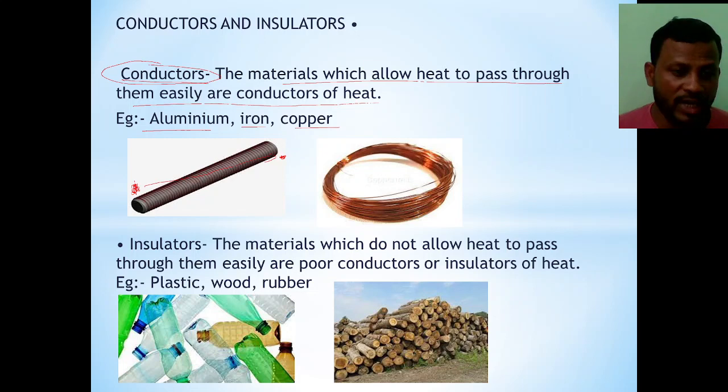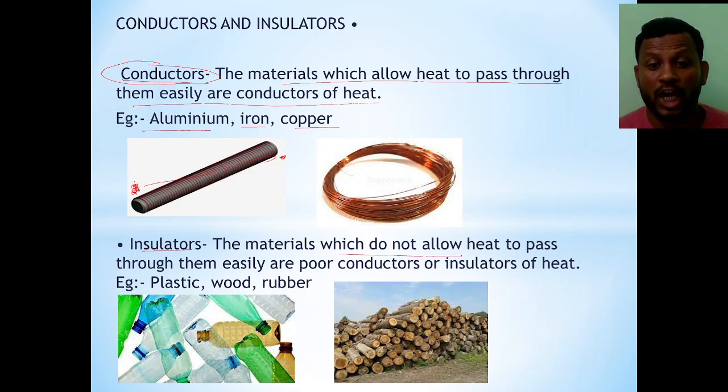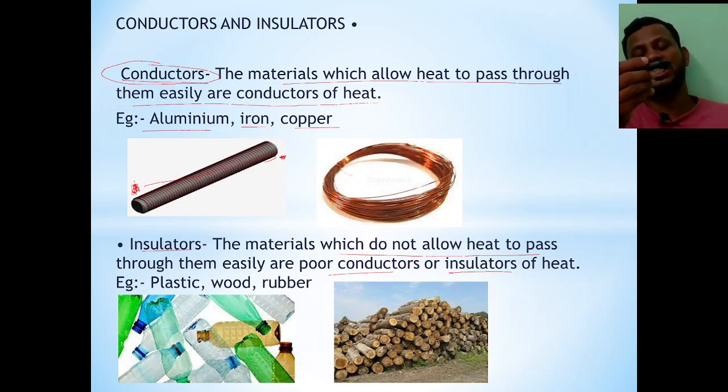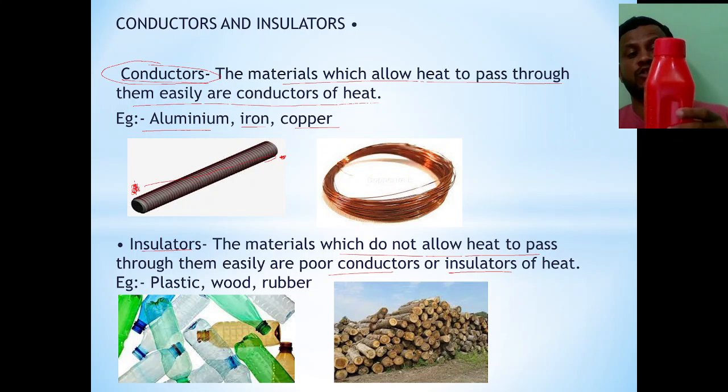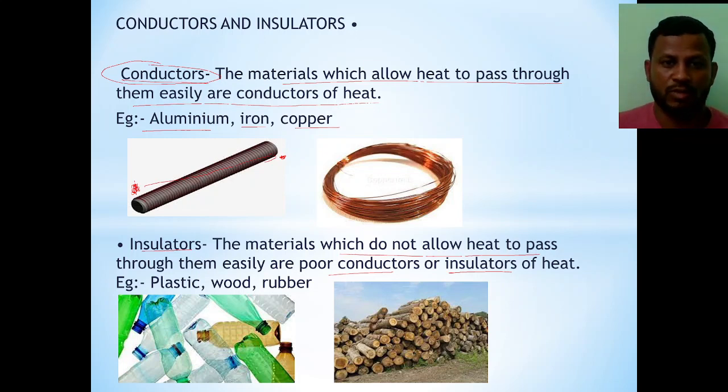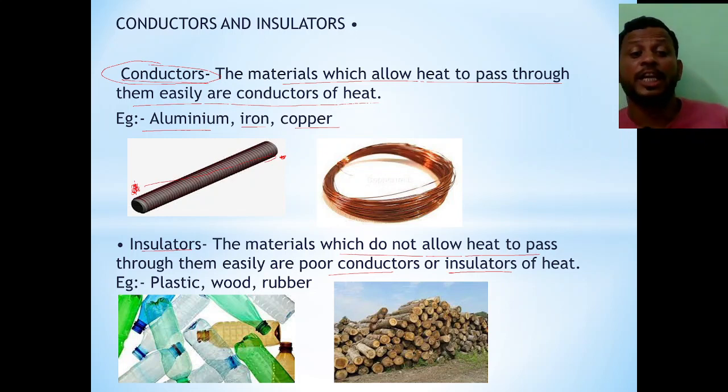Okay. The second one is the insulator. The material which does not allow heat to pass through it easily is a poor conductor, known as an insulator. This pen is an insulator. Why? Because heat can't transfer from one end to the other end. This water bottle is an insulator. The heat can't transfer from one end to the other end. Okay. These are insulators.